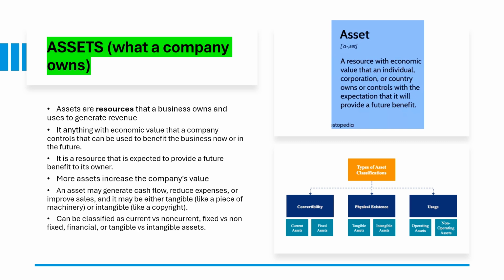More assets increase the company's value, and it's a positive thing. An asset may generate cash flow, reduce expenses, or improve sales, and it may be either tangible, like a piece of machinery, or intangible, like a copyright or a logo. Fundamentally, assets can be classified into many types by convertibility, you have current and fixed assets, or by physical existence, these are tangible and intangible assets, or by their usage, including operating assets or non-operating assets.